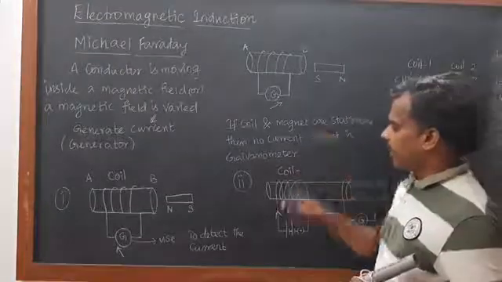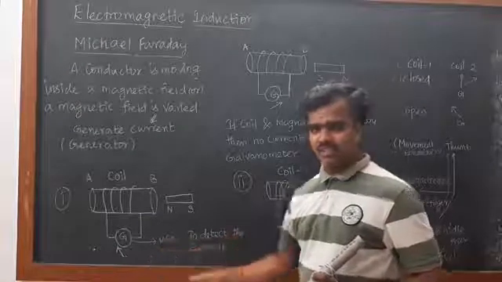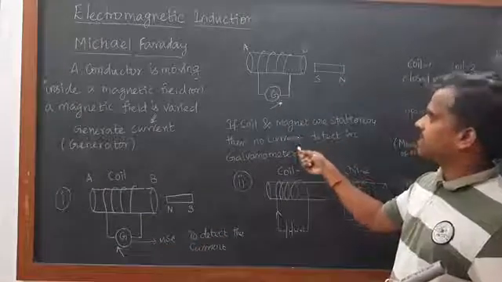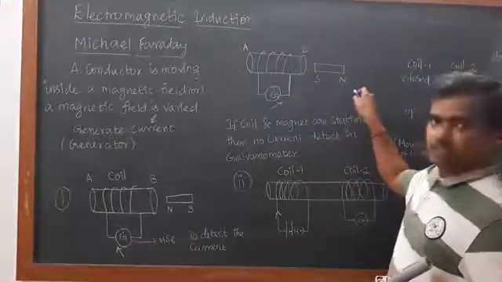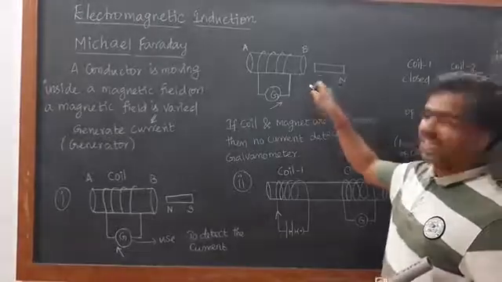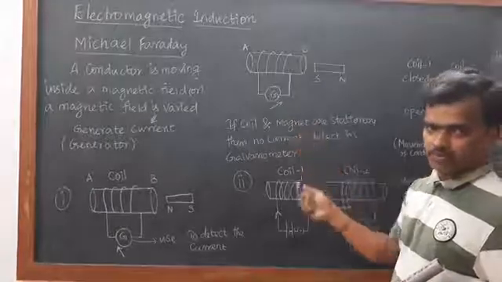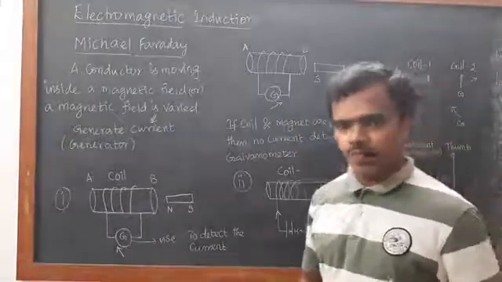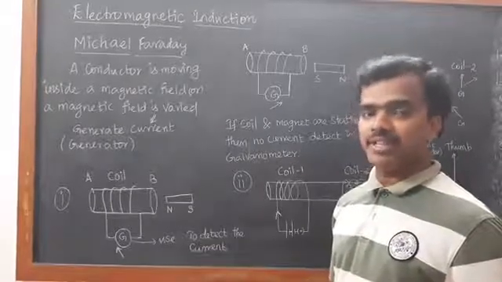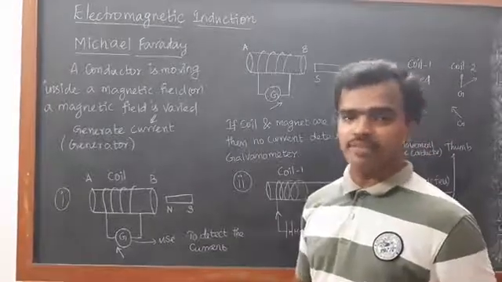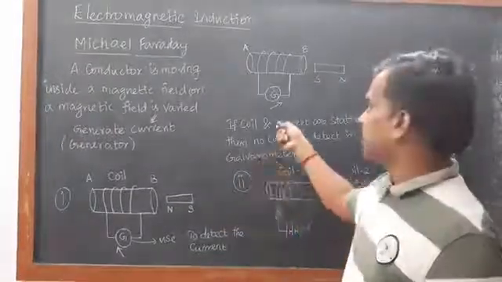At that time, what will happen? In the first case, it gave the deflection on the left hand side. Look here, the deflection is on the right hand side because we have changed the poles. Due to changing the poles, we change the direction of current, therefore the galvanometer deflection also shows in the opposite direction, right? As we know very clearly, we can change the direction of the magnetic field by changing the polarity of the battery, right? That is why we say that here we are changing the direction of current.